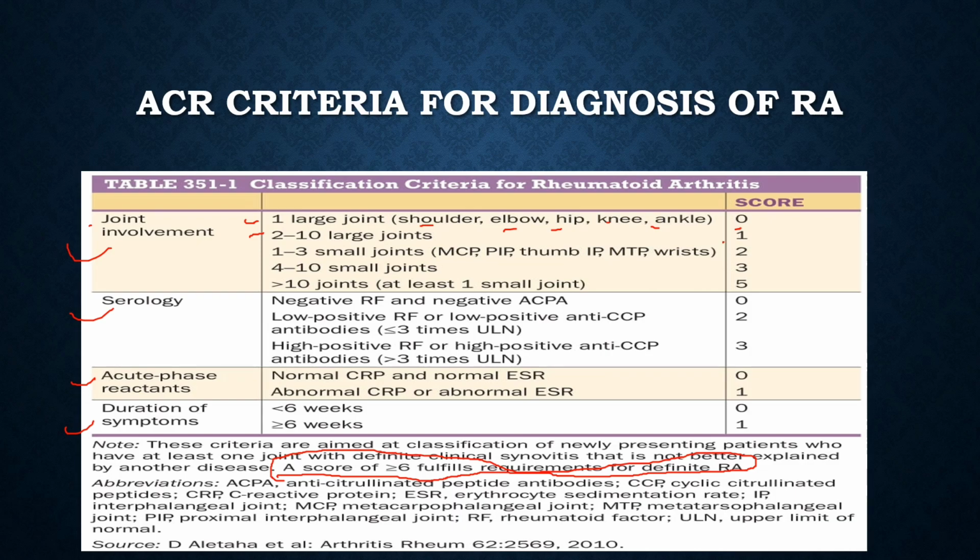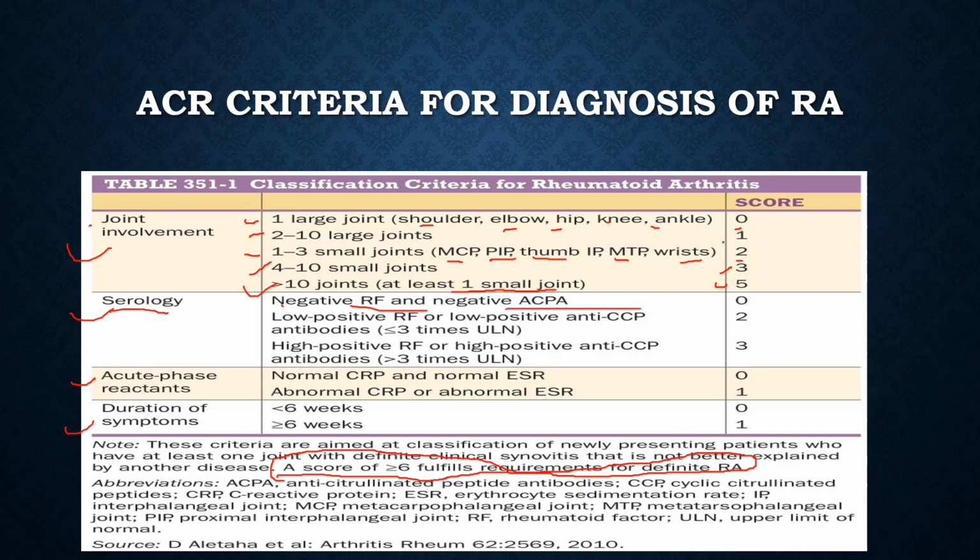If the patient is having pain in 1 to 3 small joints, then the score is 2. The small joints are MCP, metacarpophalangeal joint, proximal interphalangeal joint, thumb interphalangeal joint, metatarsophalangeal joint and the wrist joint. If 4 to 10 small joints are involved, then the score is 3. If more than 10 joints are involved, with at least one being a small joint, then the score is 5.